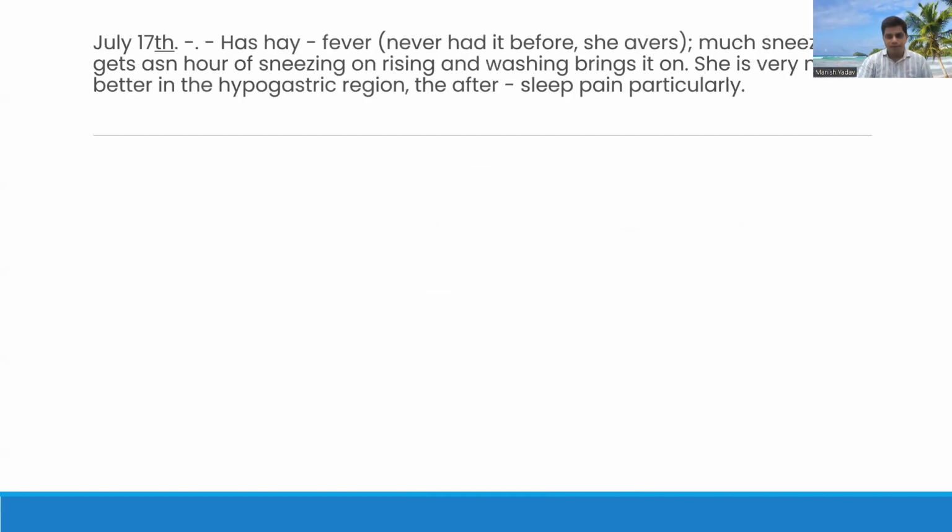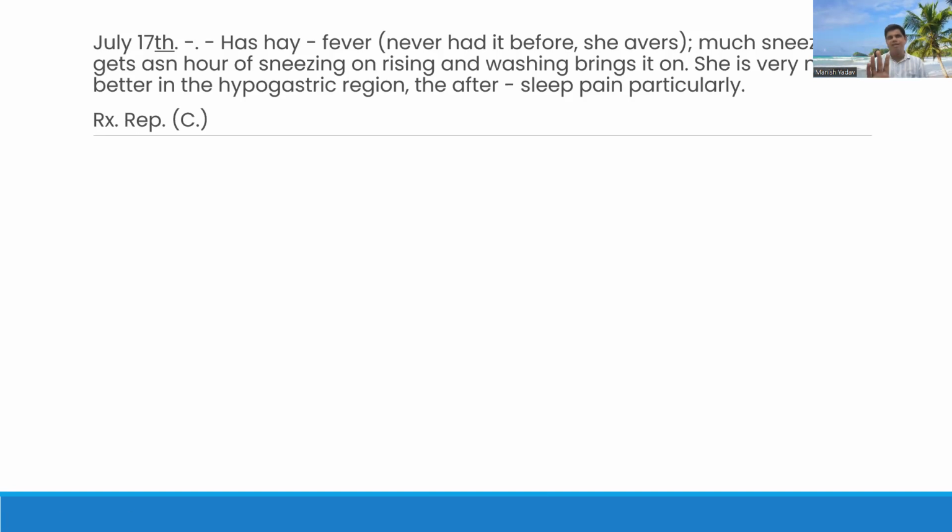What happened? Hay fever. Just a minute. Okay. Has hay fever. Never had it before. She says, I never had this fever, first time I'm getting this. Good sign, bad sign? Definitely a good sign. Much sneezing, an hour of sneezing; rising, washing brings it on. She's very much better in the hypogastric region after sleep, the pain is particular. He repeats. Really.